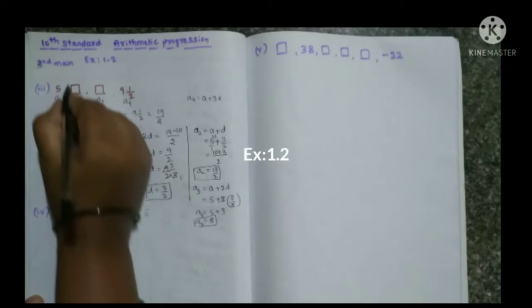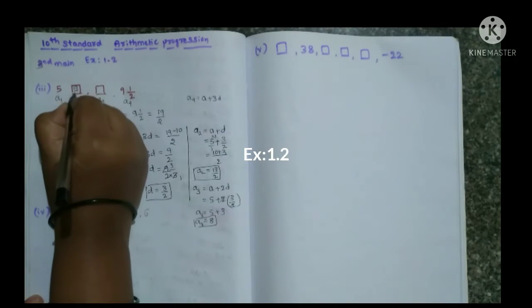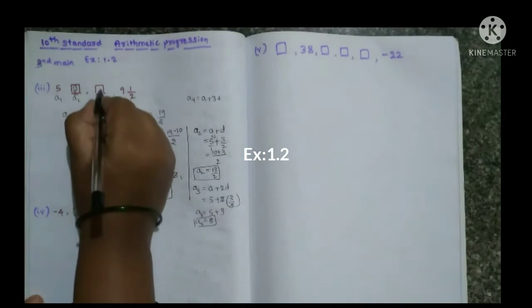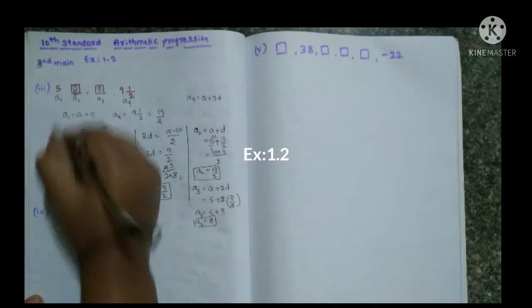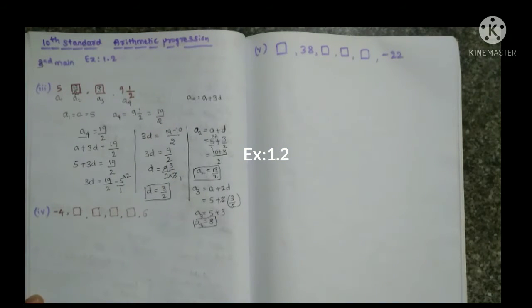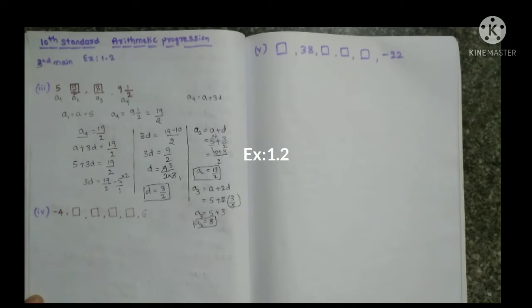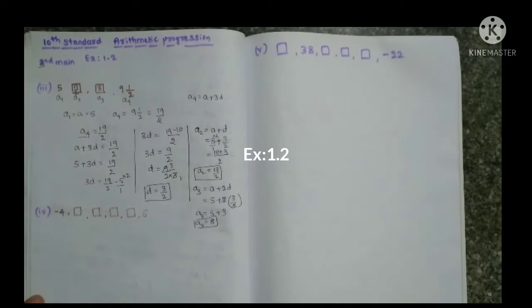So A2 we got 13 by 2 and A3 we got 8. If you want to convert this as a mixed fraction, you can convert 13 by 2, or you can write it like this also, no problem. This is the third sum.